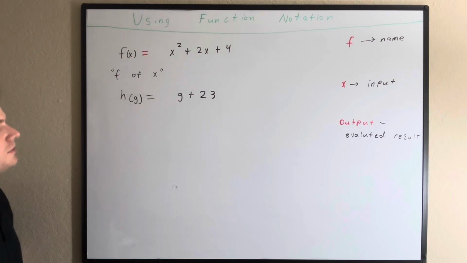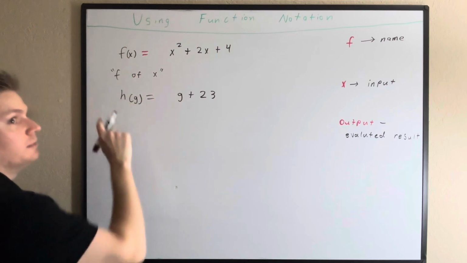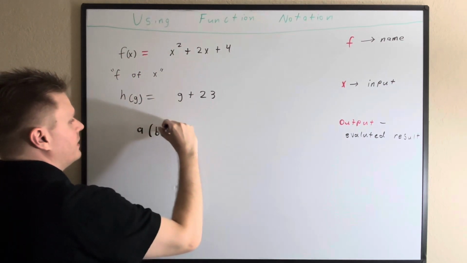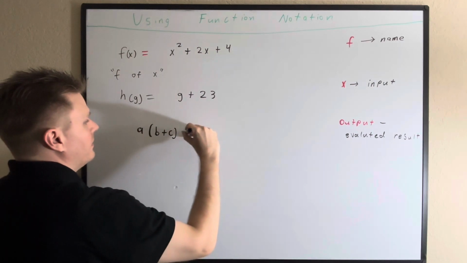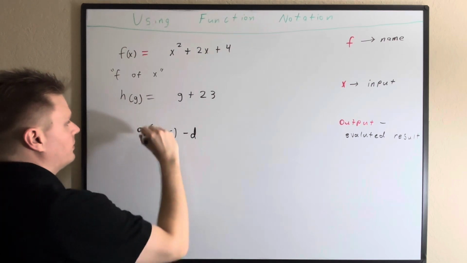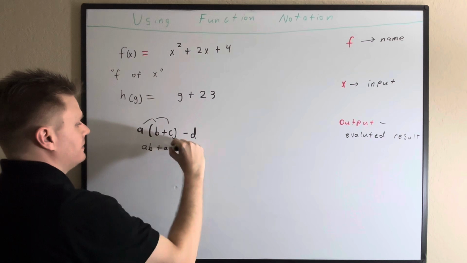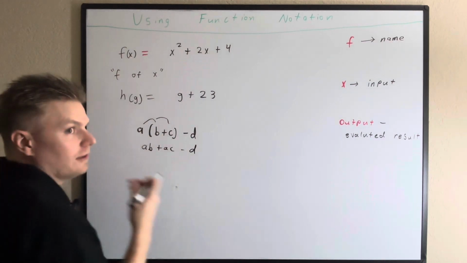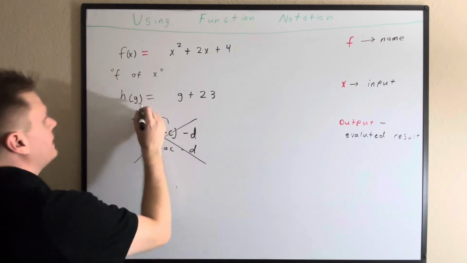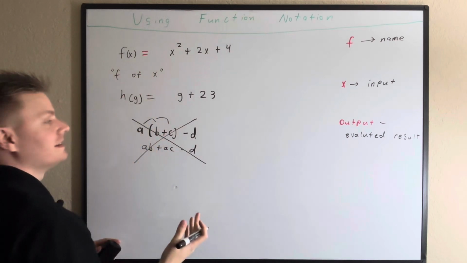Now, the crucial thing to remember is that this is not multiplication. Sometimes you might have a times b plus c minus d. That is multiplication, where you're distributing the ab plus ac minus d. See, no, that's not what this is. That is a big no. This is a notation. You never multiply f times x.